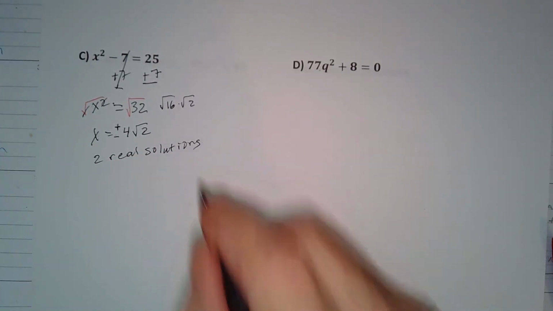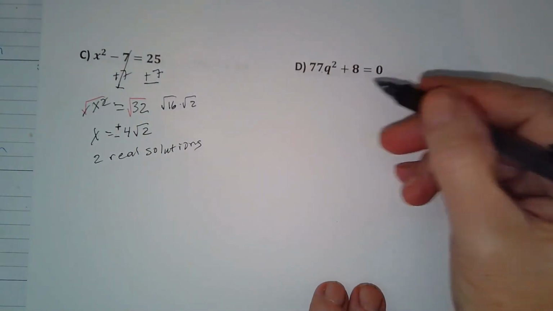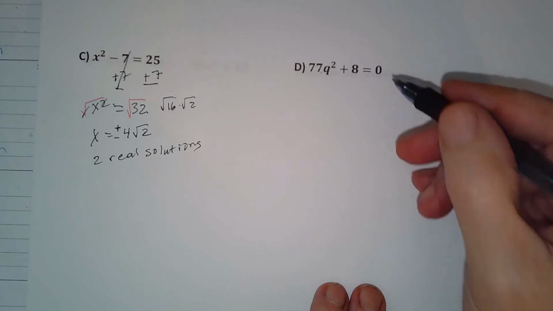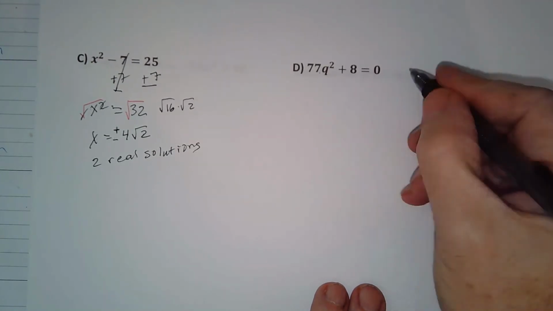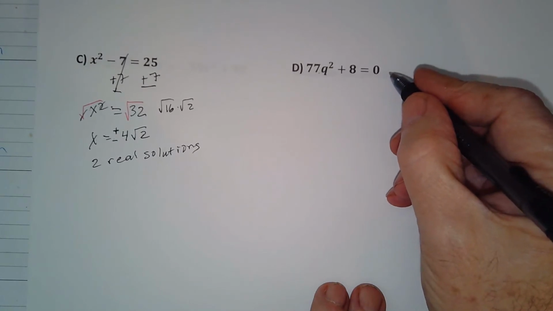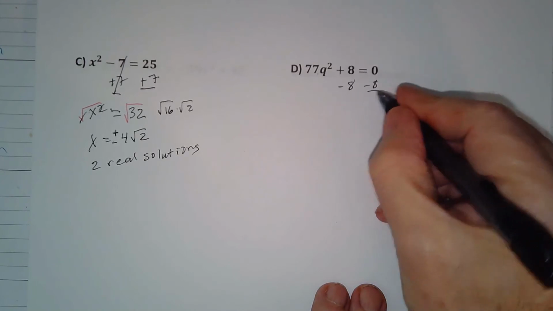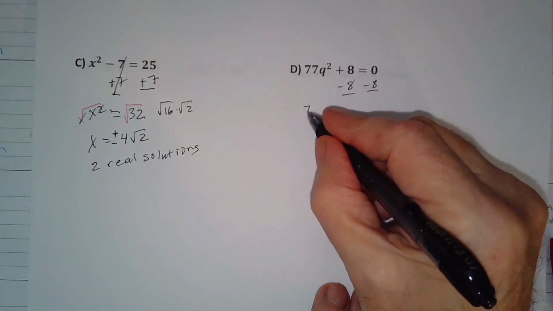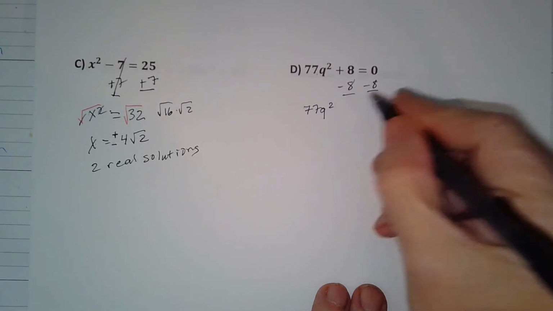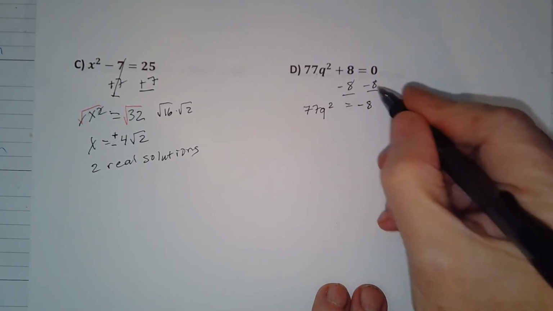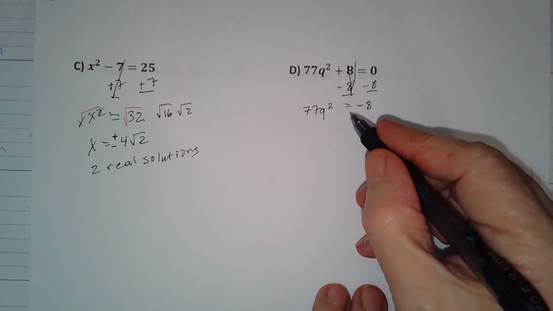Okay. All right, now let's look at D here. The first thing we're going to have to do is subtract the 8. We want to get the q squared by itself, so subtract 8 from both sides, and we get 77q squared equals negative 8, right? And so then we've got to divide by 77.